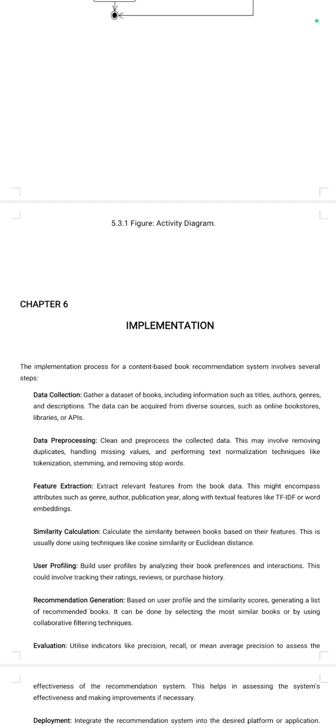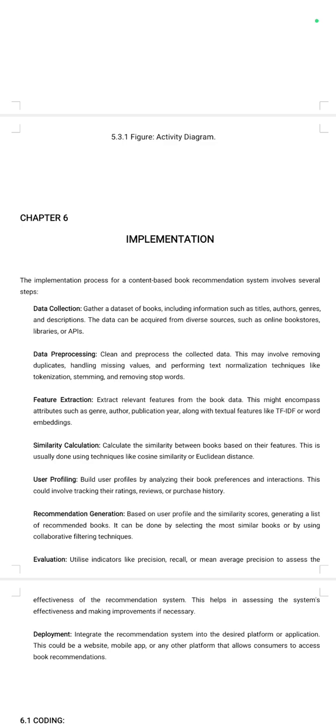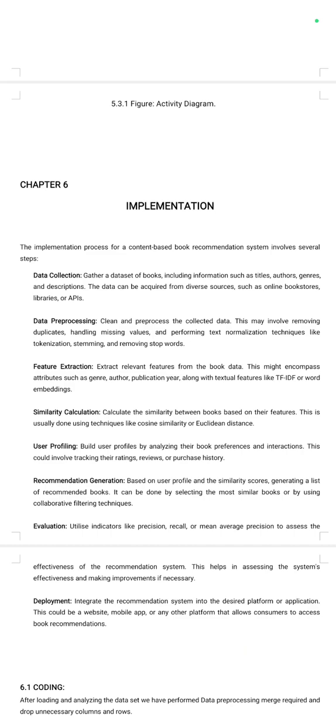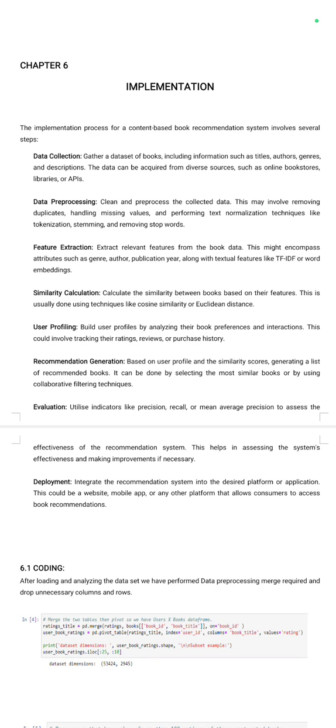Feature extraction: extracting the relevant features from the book data. It can be attributes like genre, publication year, and etc. Similarity calculation: calculating the similarity between the books based on their features. User profiling: building user profiles by analyzing their book preferences and interaction. Recommendation generation: based on the user profile and the similarity scores, generating a list of recommended books. Evaluation: utilizing indicators like precision, recall, and etc. Deployment: integrating the recommendation system into the desired platform or application.